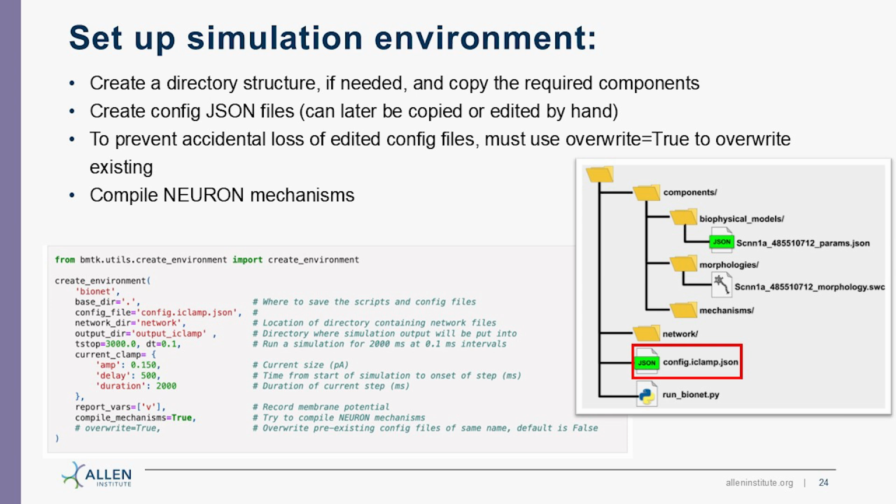So in your case, I think in your folder you already have that configuration file created. If you want to create a new one because you updated this current clamp or other external inputs, you want to overwrite that. Otherwise, you will run that and nothing will happen. And once you've run that, it will create this config iClamp JSON file, which has the information of your simulation, the inputs, where your network files are, and so on. And it will create a script called run Bayonet, which has all the code needed for running Neuron with BMTK.